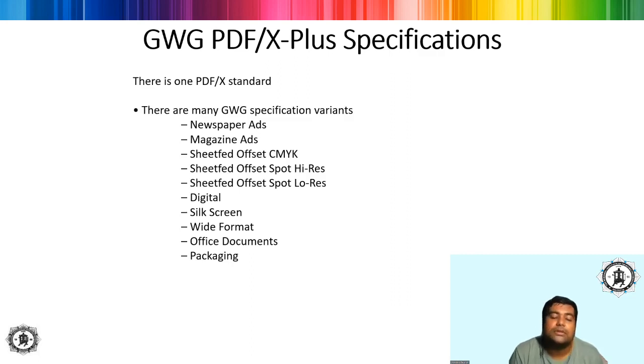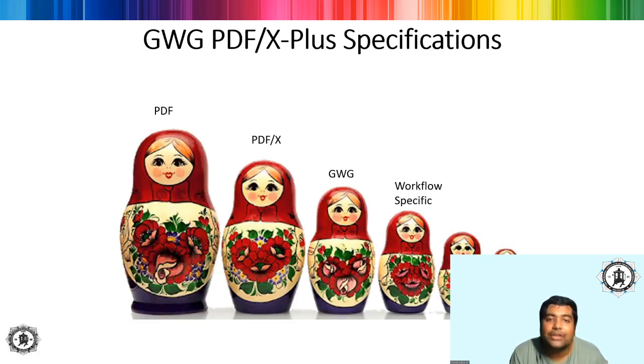One was 1v4, which was based on the X1A standard, and the other was the 2015 standard, which was based on the X4 standard, right? So this is where the importance of this GWG specification actually comes in, right? So this is where GWG comes in, and these are the various workflows.